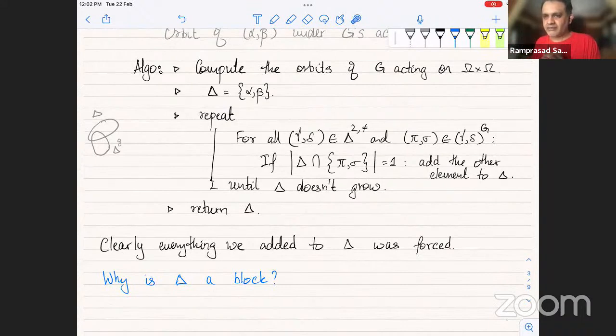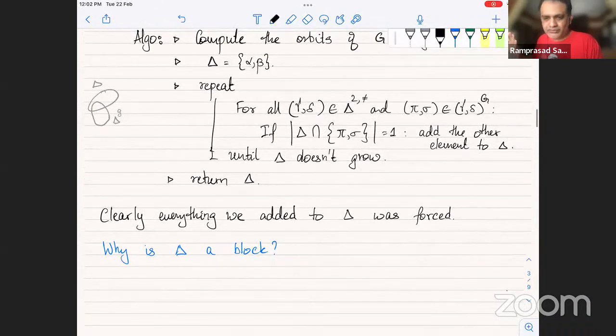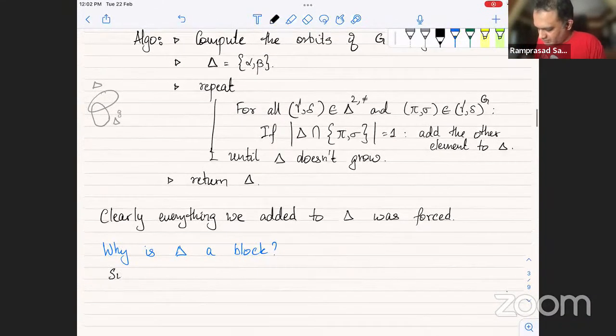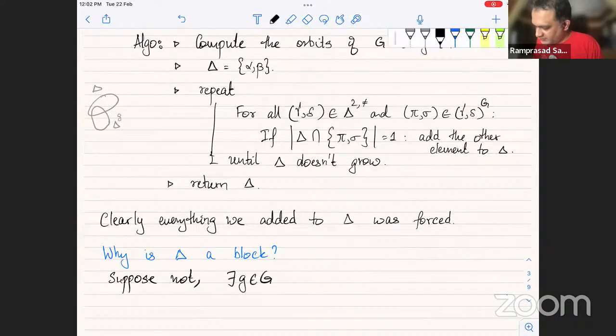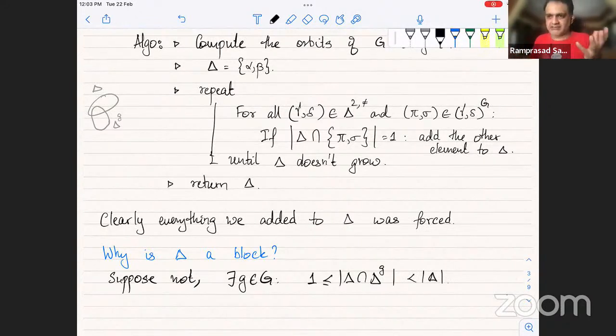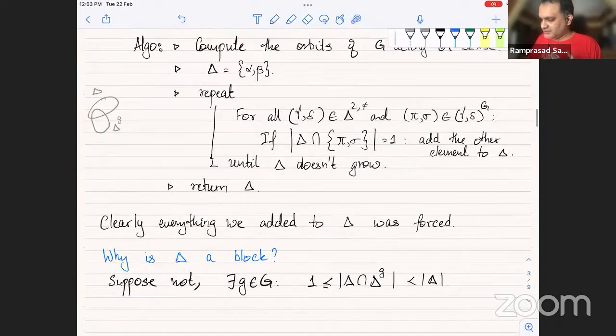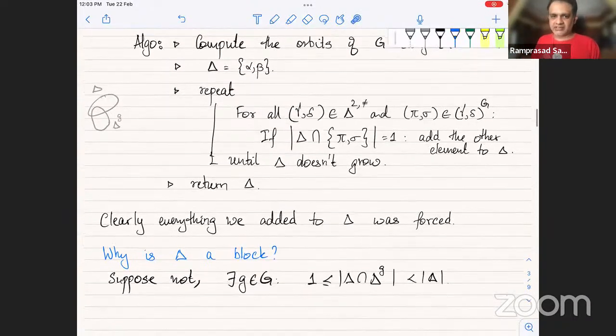Okay, so let's try to prove by contradiction, which is say that suppose not. What does that mean? It means that there exists some group element g in G such that if I look at delta intersection delta per g, this happens to be non-trivial. It's not empty, but it is also not full. I'm just writing the definition of what it means for this delta to not be a block. I'm just negating the condition for this.